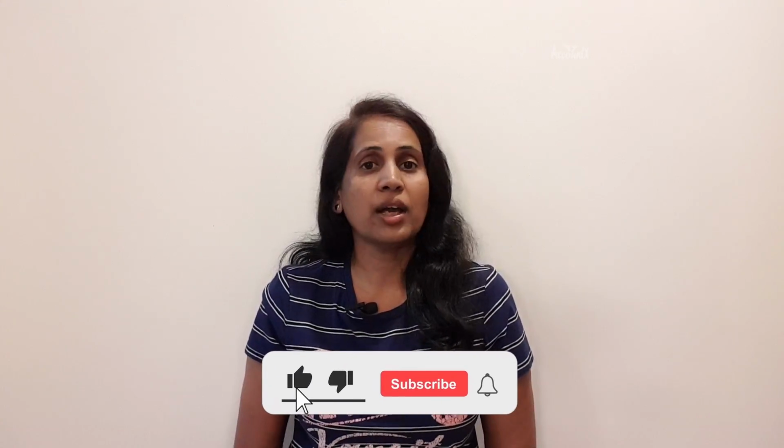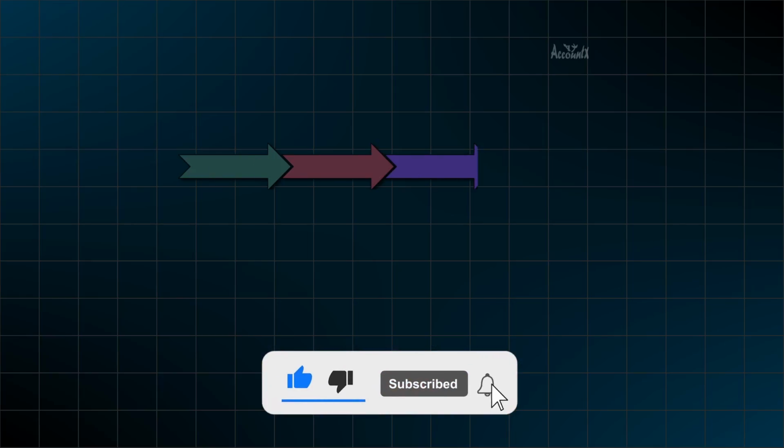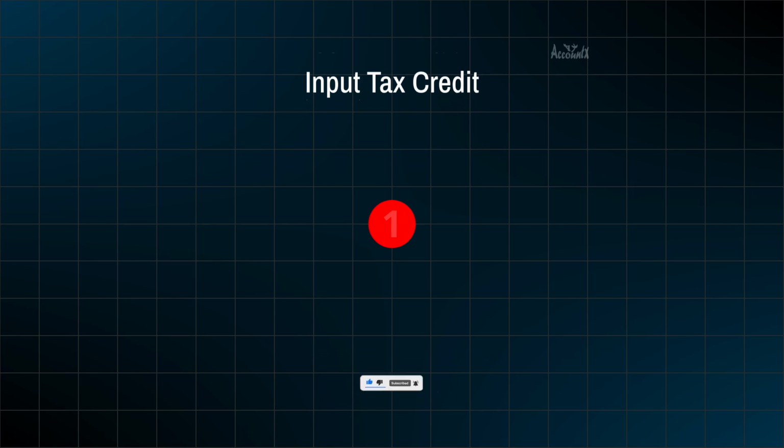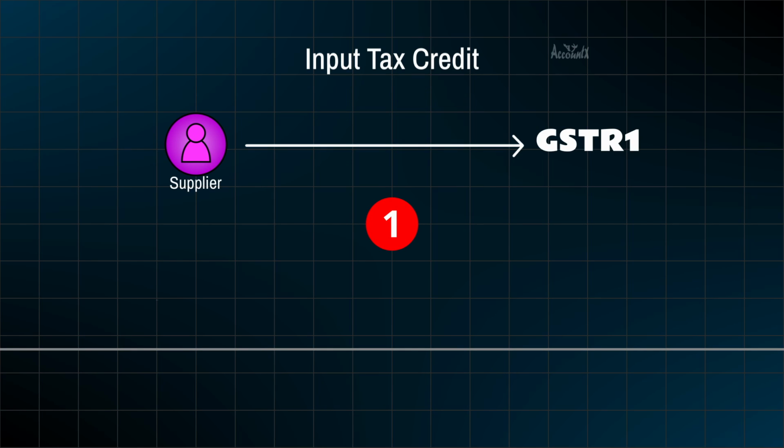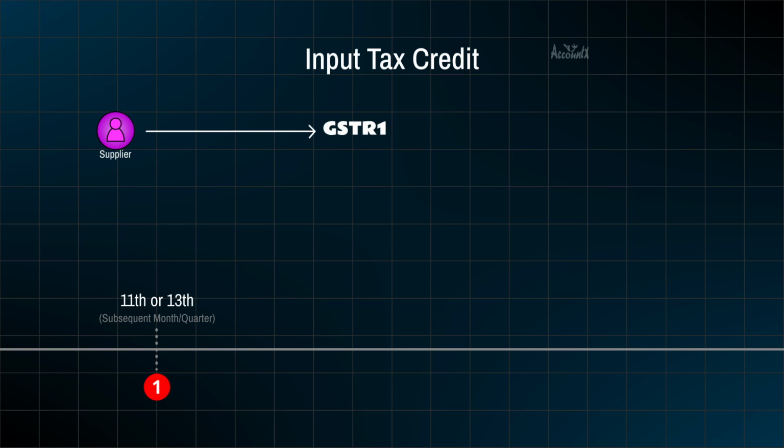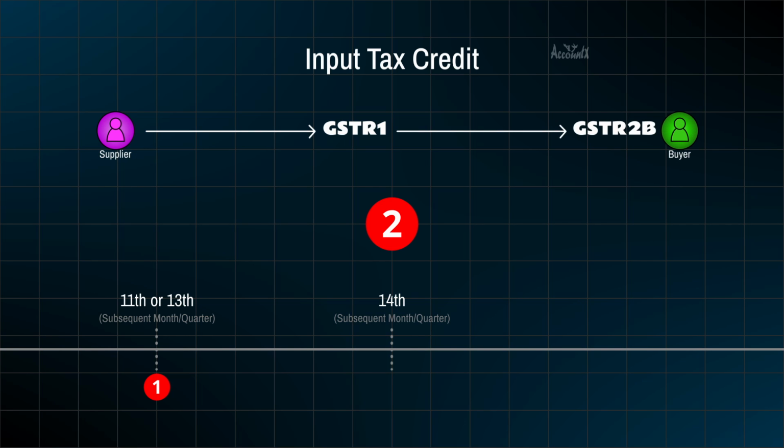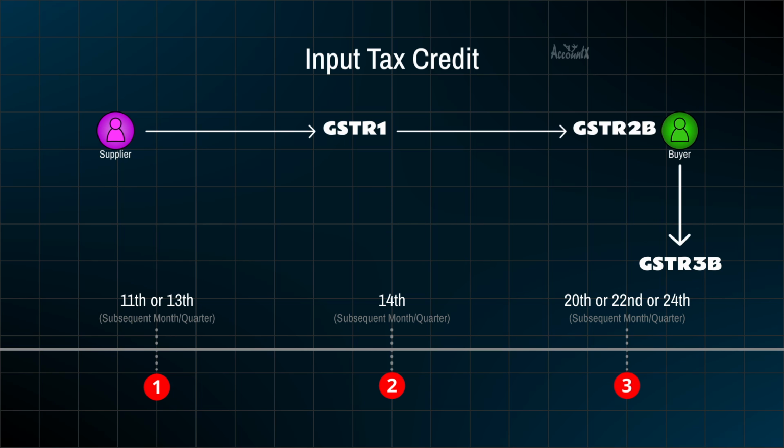Before we delve deep into knowing all about IMS, let's first understand why IMS is crucial. Before finding the answer to our question, why IMS, let's first understand the process of availing input tax credit. First, suppliers file GSTR1 by 11th or 13th of the subsequent month or quarter as applicable. Then the transaction would appear in GSTR2B of buyers by 14th of the subsequent month or quarter. After that, buyers file GSTR 3B by 20th of the subsequent month or 22nd or 24th of the subsequent quarter.